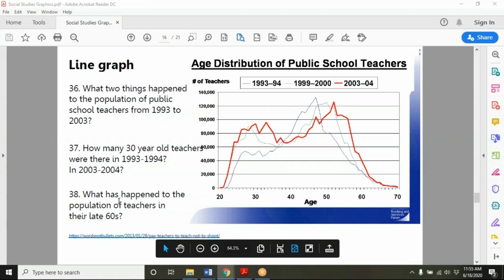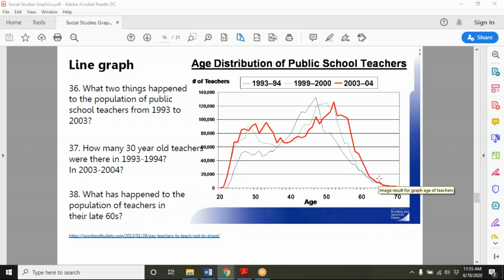Number 38, what has happened to the population of teachers in their late 60s? Let me put that a different way. What age are people working the latest in life? About 60. Some people can be retired in their 60s. Draw a line from 60 and it goes down real fast. There's some, but there's not many 70-year-old teachers out there.